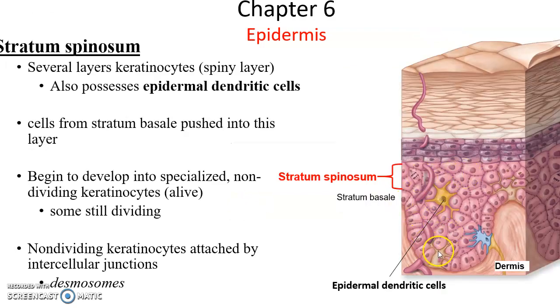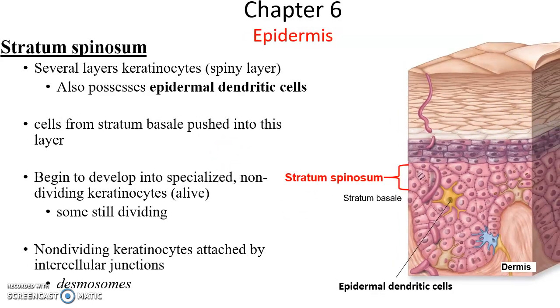All right, so above stratum basale is stratum spinosum. Stratum spinosum is 4 to 8 cells thick. These keratinocytes are starting to attach to each other via desmosomes. So they attach more firmly and solidly by desmosomes. This makes them look kind of spiny, hence the name of the layer, stratum spinosum.